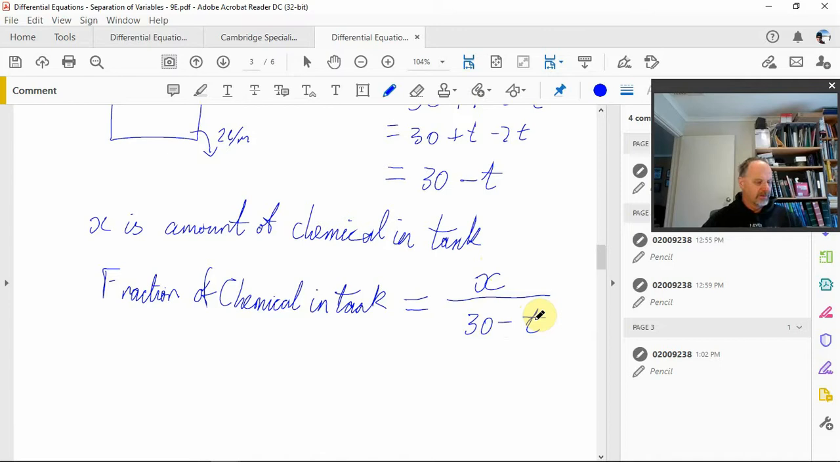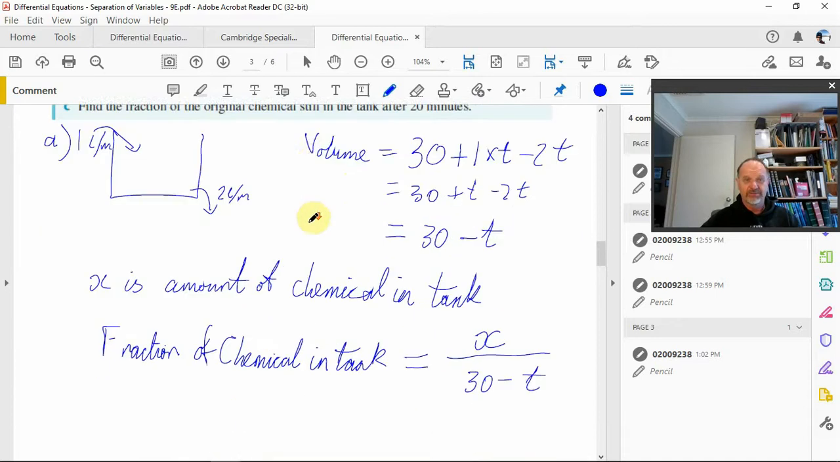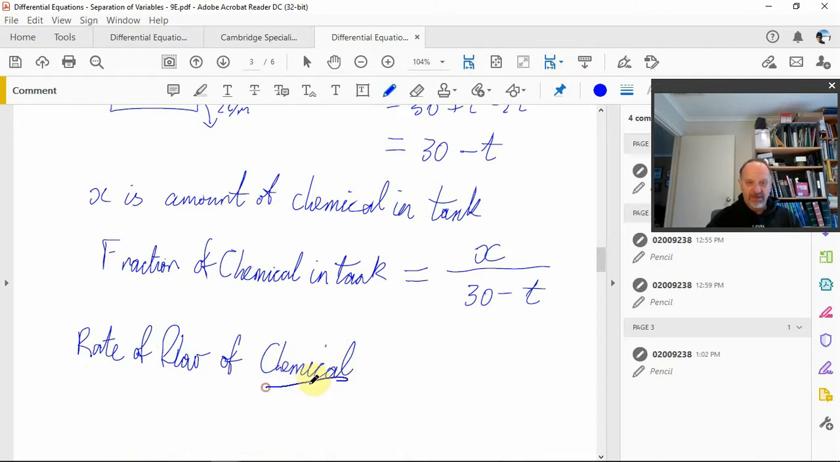All right, so then where are we going? So the rate of flow of the chemical is what we are then after. All right, so same dx/dt, so the rate of flow of the chemical, all right, is the chemical, so focusing on the chemical. So now we'll have a look.